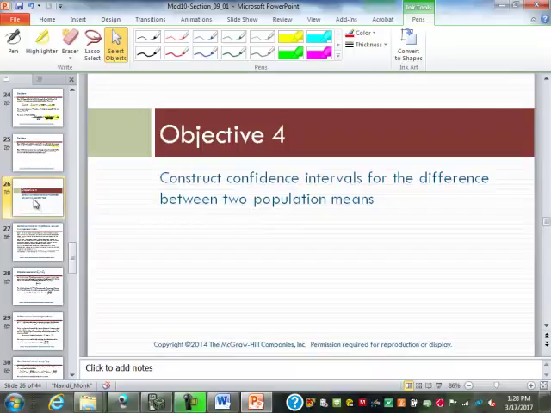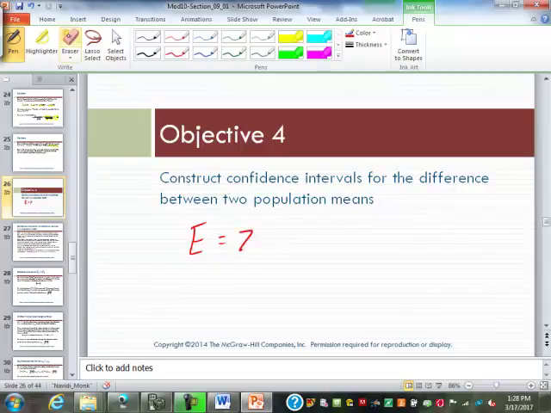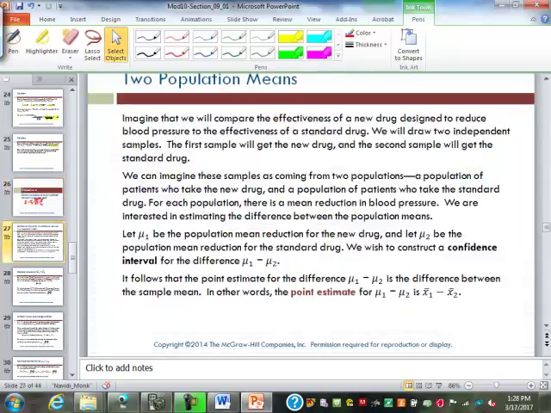Confidence intervals for two population means. Well, it's a similar type of thing. Our margin of error is going to be our Z critical, or actually in this case T critical, I should say. So T critical times that standard error. And that standard error is the square root of S1 squared over N1 plus S2 squared over N2. So let's take a peek.